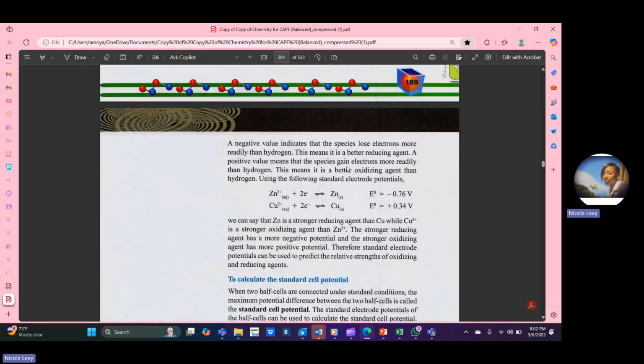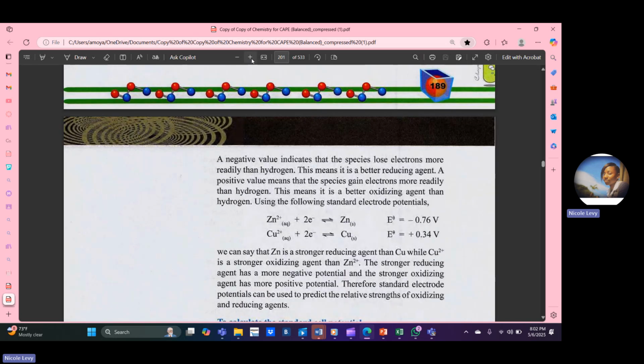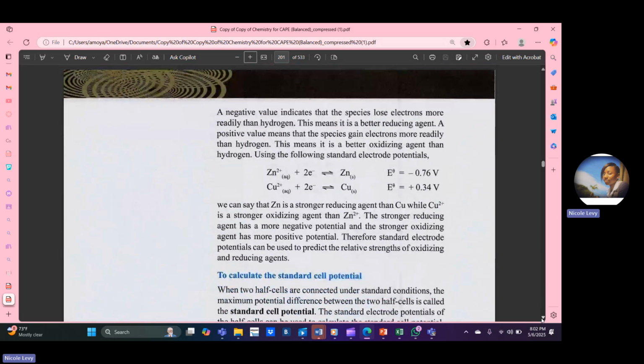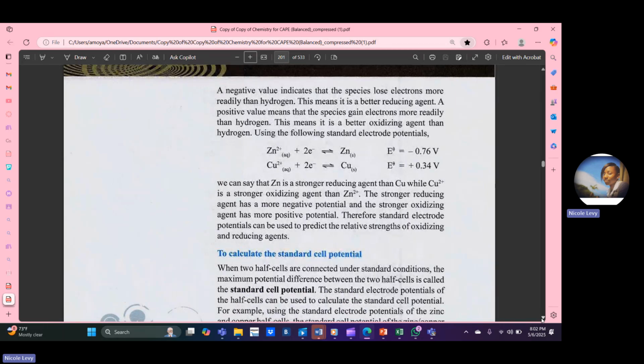All right, a negative value indicates that the species lose electrons more readily than hydrogen. This means it is a better reducing agent, as we said earlier. A positive value means that the species gains electrons more readily than hydrogen. So you see all of these values up here that are positive, it represents these species being able to accept electrons rather than losing the electrons. All right. This means that it is a better oxidizing agent than hydrogen, because oxidizing agents are substances that will oxidize something else, but they in turn will be reduced. In other words, they in turn will gain electrons.